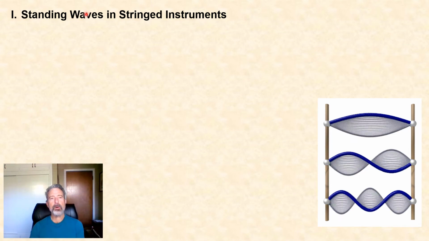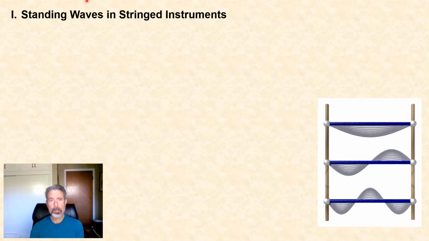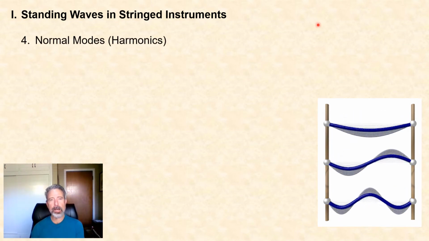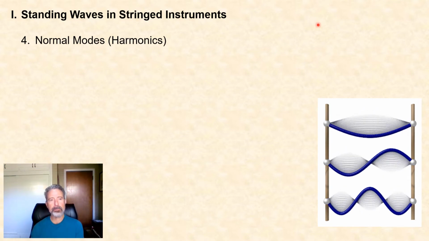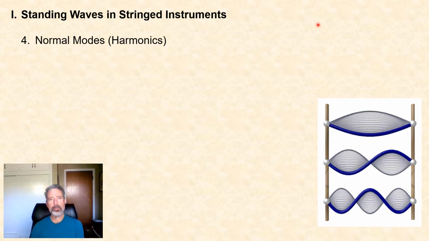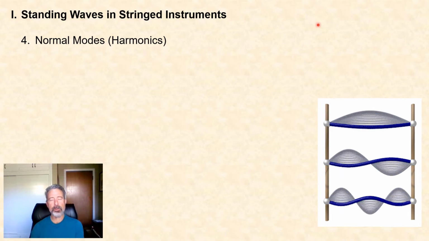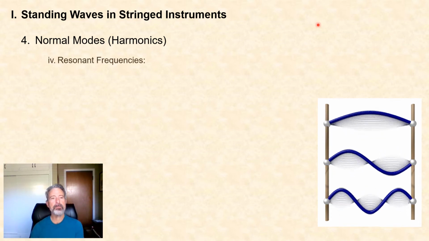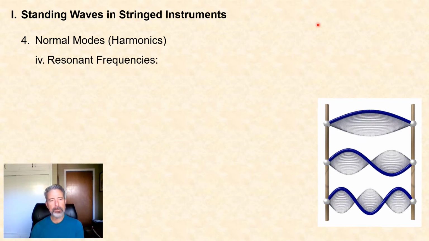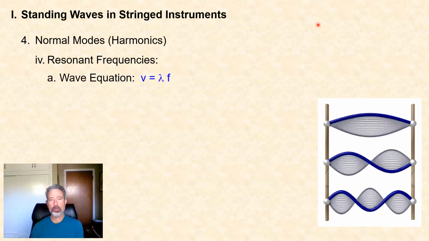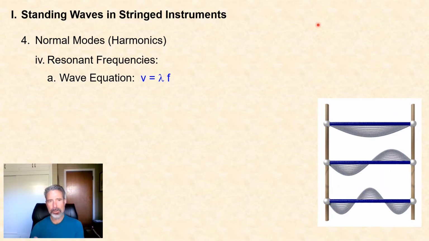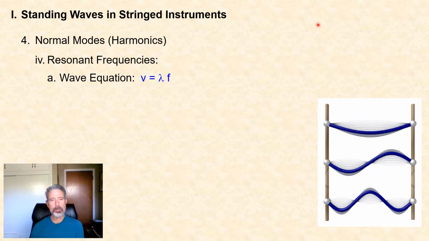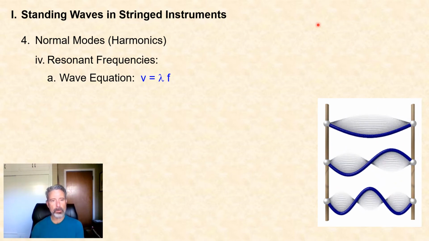So now that we've talked about what our standing wave patterns look like, in this slide we'll talk about what the corresponding frequencies are to these various normal modes, these various standing waves that are formed on the string. To derive an expression for the resonant frequencies, we'll start with the wave equation that we are very familiar with, that the wave speed goes like the wavelength times the frequency.